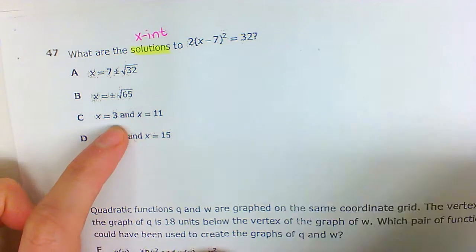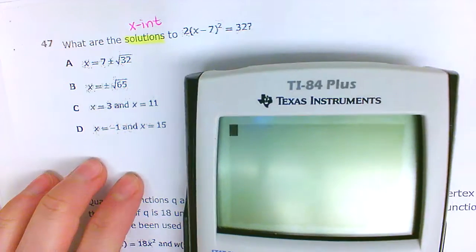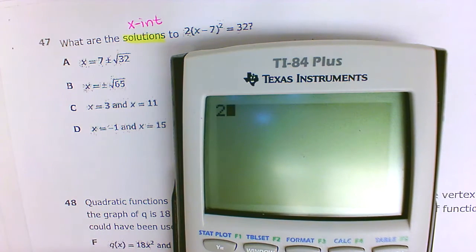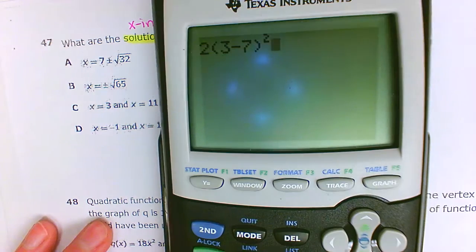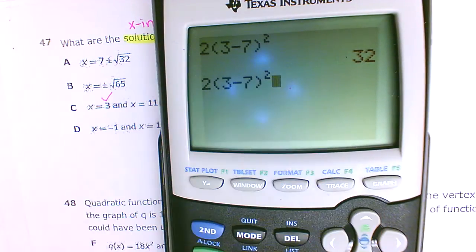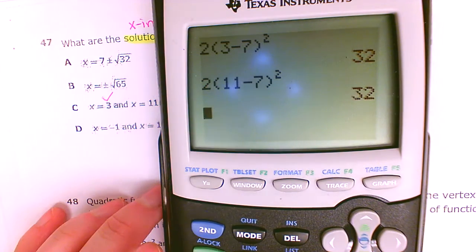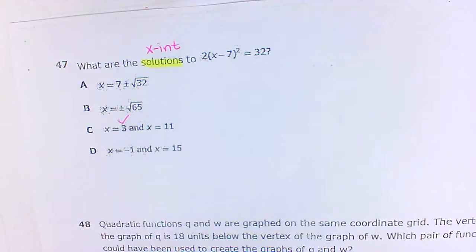The first method I would try, take your answer choices and plug them in for x, see if it gives you 32. So I'm going to do 2 times 3 minus 7, and I want to square this thing. That ends up giving me 32. So that is one answer. 3 is a solution. Let's try plugging in 11. So I plug in 11. That one also gave me 32.